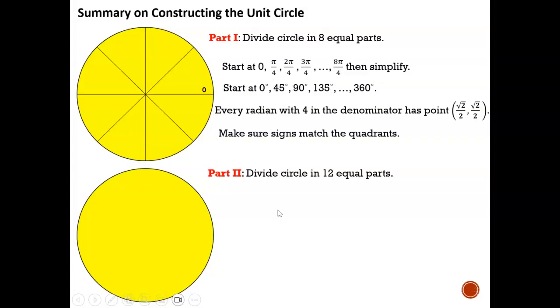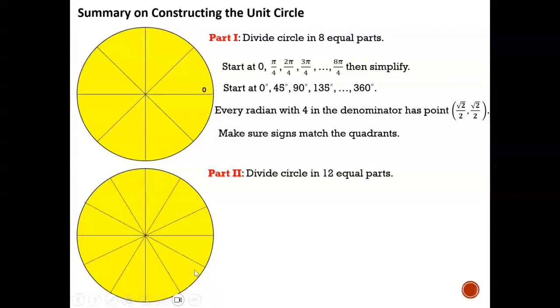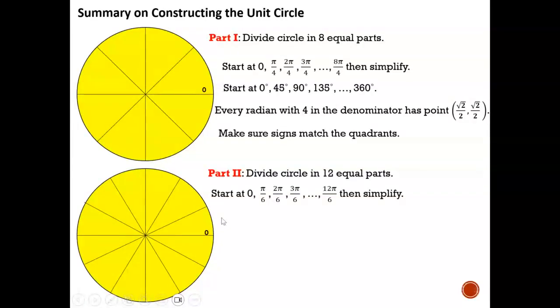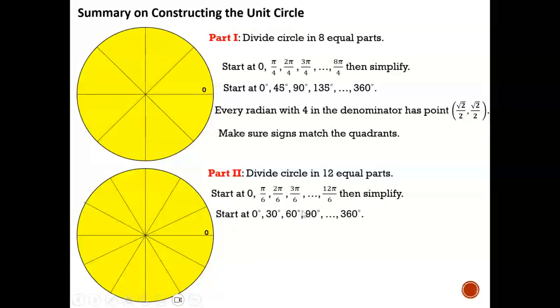Now part 2. We're going to cut the circle into 12 equal parts. First I need to find the radians, so we start with 0 at my starting point again, and we count by pi over 6. This gives us pi over 6, 2 pi over 6, 3 pi over 6, 4 pi over 6, all the way to 12 pi over 6, back to the starting point. And then we simplify. Before I get to the points, let me go to the degrees.